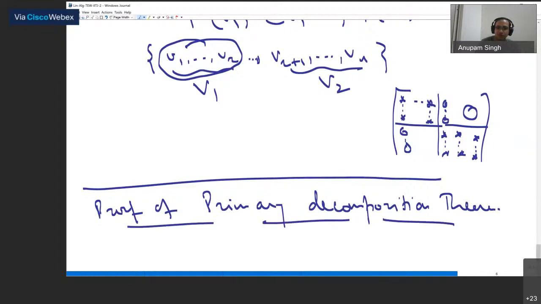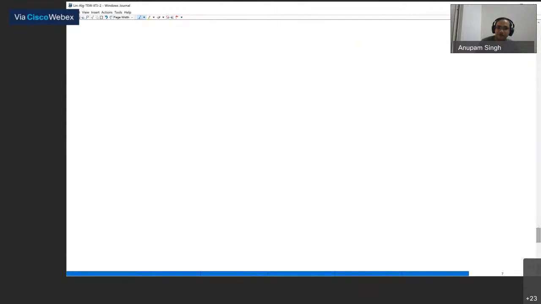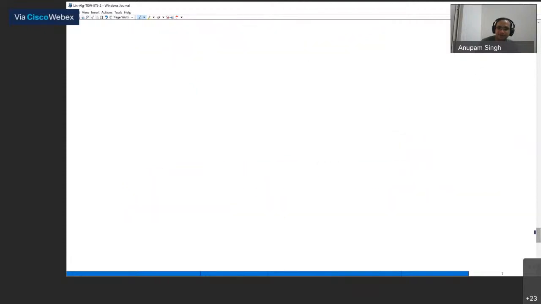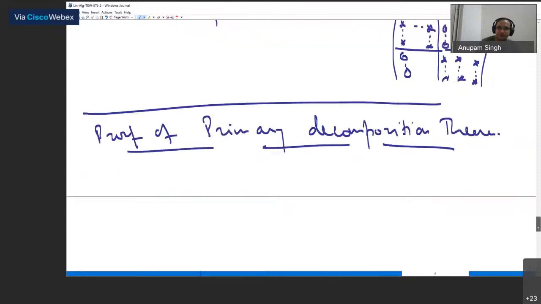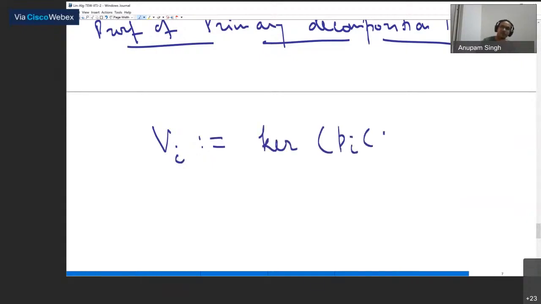So what I do is this. First of all, I have to find what these Vi's are, right? If you can make a correct guess for these Vi's, half of the job is basically done. So here is what I claim. We define Vi to be the kernel of pi(T) to the power ni.